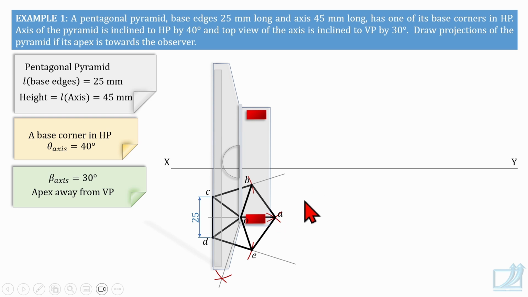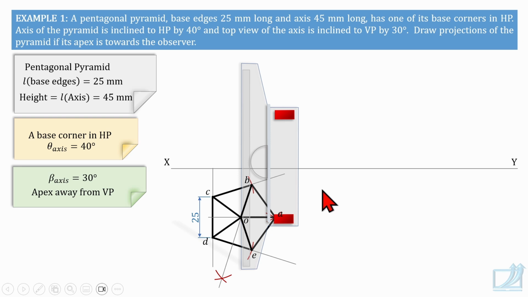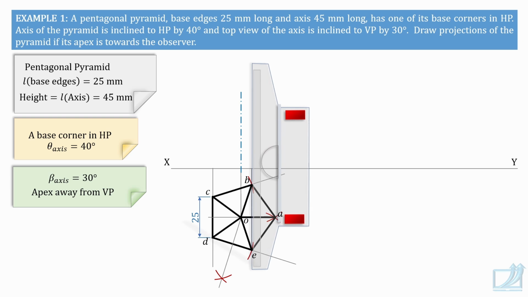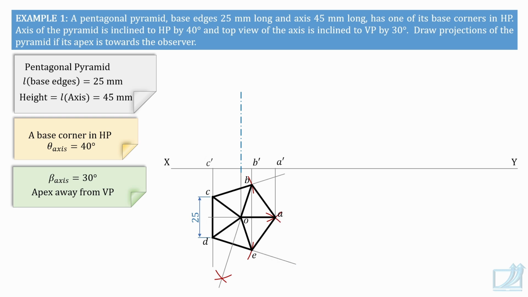So set roller with first vertical line on the paper and draw projectors from all 5 base corners and apex. In this way. Now note here, apex is always above the base, but base corners are on XY line. So label front views of these base corners as A dash, B dash, C dash, D dash, E dash. So all 5 base corners in front view are on XY line. That means all 5 base corners are on HP. Means entire base is in HP. Make it dark.